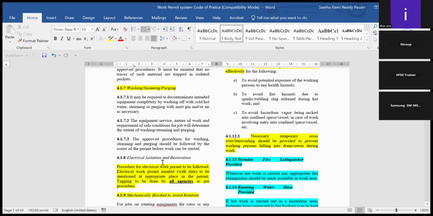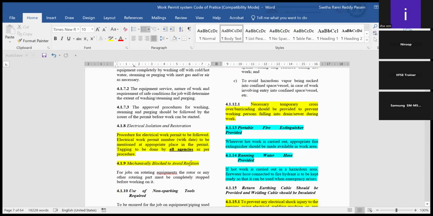Okay. Then electrical isolations and restoration. The procedure for the electrical work permit is to be followed, the date is to be mentioned at the appropriate place in the permit, and tagging is to be done by all agencies as per the procedure. When I say all agencies, sometimes in one equipment multiple people are involved: electrical people, instrumentation people, sometimes project people, and also mechanical people. So all these people will be involved.